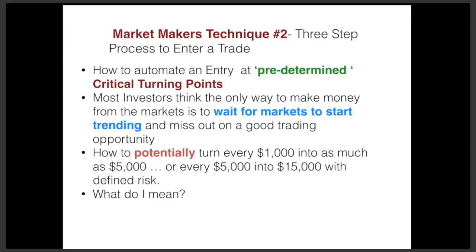That is where you should be selecting your strike prices when it comes to trading options using Elliott wave and fib retracements. Most investors think the only way to make money from the markets is to wait for the markets to start trending, and miss out on a good trading opportunity. In fact, I always believe in the 70-30 rule: 70% of the time the market is in a non-directional consolidating pattern, and only 30% of the time the market is in trending mode. And you can potentially turn every $1,000 into as much as $5,000, or every $5,000 into $15,000 with defined risk. What do I mean by that?